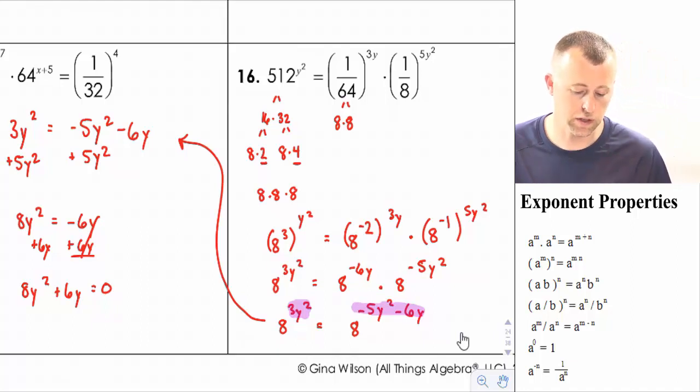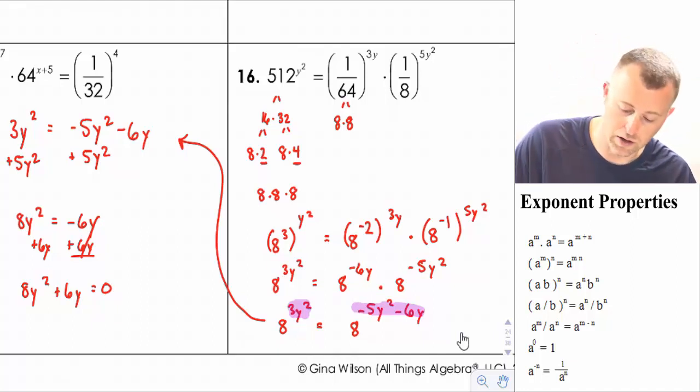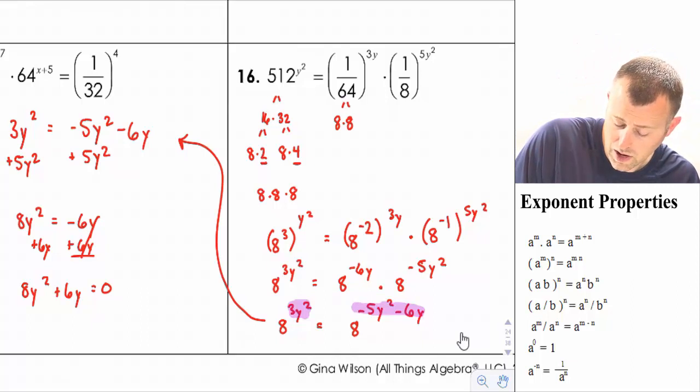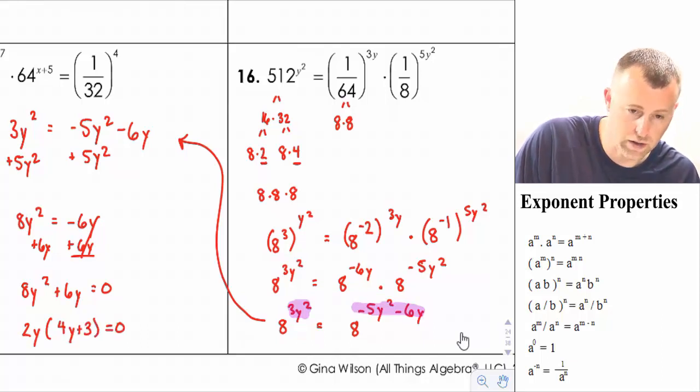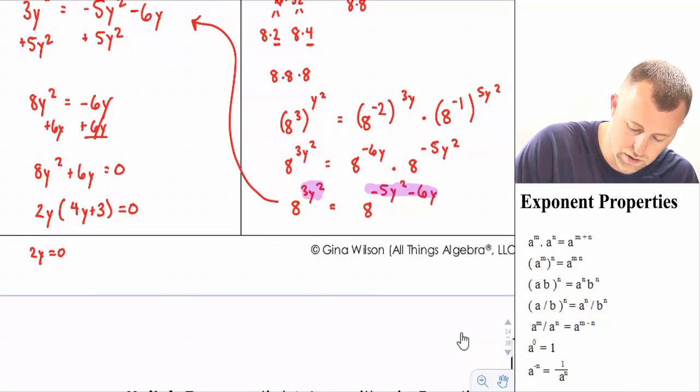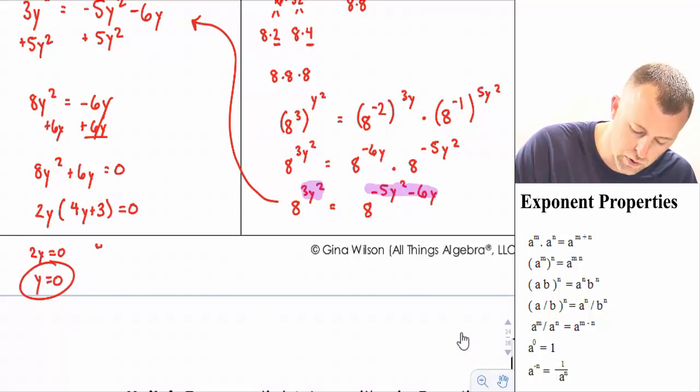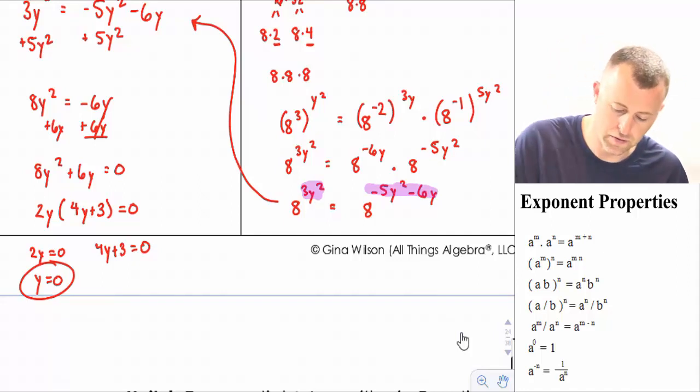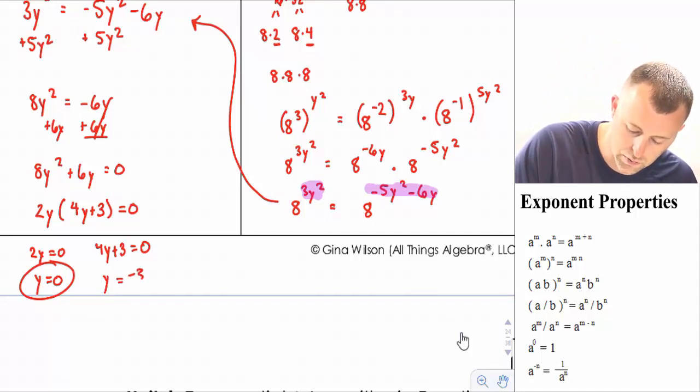So this one, since there's only two terms that both have a y in it, I can pull out a GCF. We can actually pull out a 2 and a y, so I'm going to pull out a 2y, and I'm going to be left with 4y plus 3. So those are my two factors. So I end up with the first factor, 2y equals 0. So when you solve this, this is going to be y equals 0. So there's one solution. The next one is 4y plus 3 equals 0. And if you subtract 3 and divide by 4, you're going to get y equals negative 3/4.